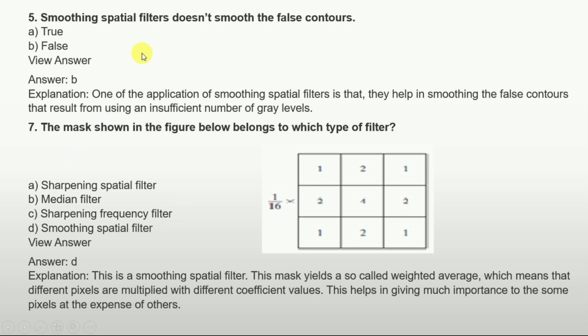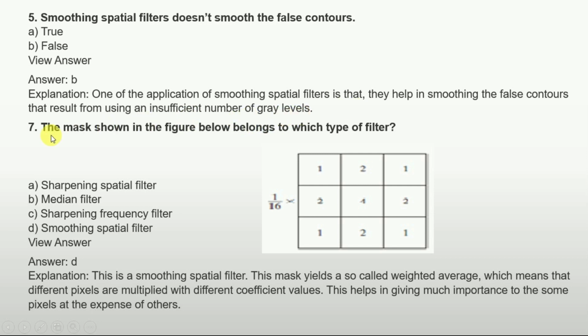So now the next question is, smoothing spatial filter doesn't smooth the false contours. Options are true or false. So the answer is false. One of the applications of smoothing filters is that they help in smoothing the false contours that result from using an insufficient number of gray levels.